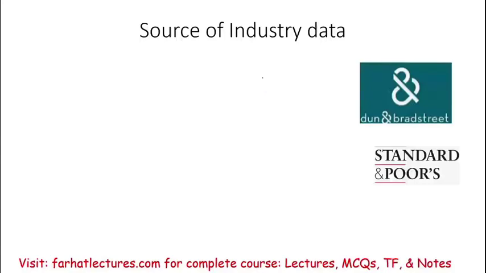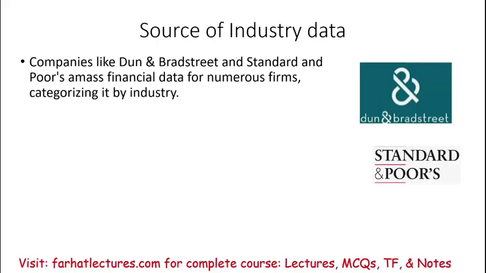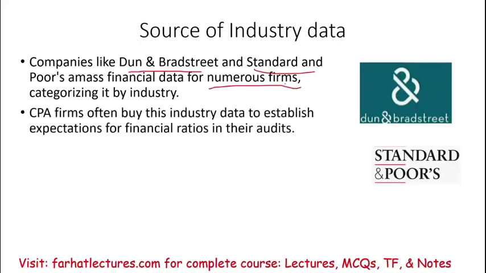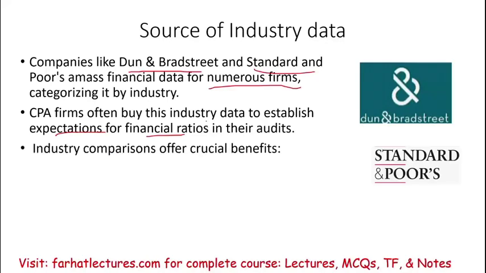Now, where do we get the industry data? So where is the industry data coming from? Well, there are companies that do exactly this, sell you the benchmark or industry data. Dun & Bradstreet, Standard & Poor's, they amass financial data for numerous firms in various industries, where CPA firms buy this industry data to establish expectations for financial ratios in their audit. So industry comparison offers crucial benefits. It helps you understand the client's business. It helps you see how well your client is doing versus the industry. Again, that 80% that you got on my test, is that really good or not good? You really don't know unless you compare it to the class average.